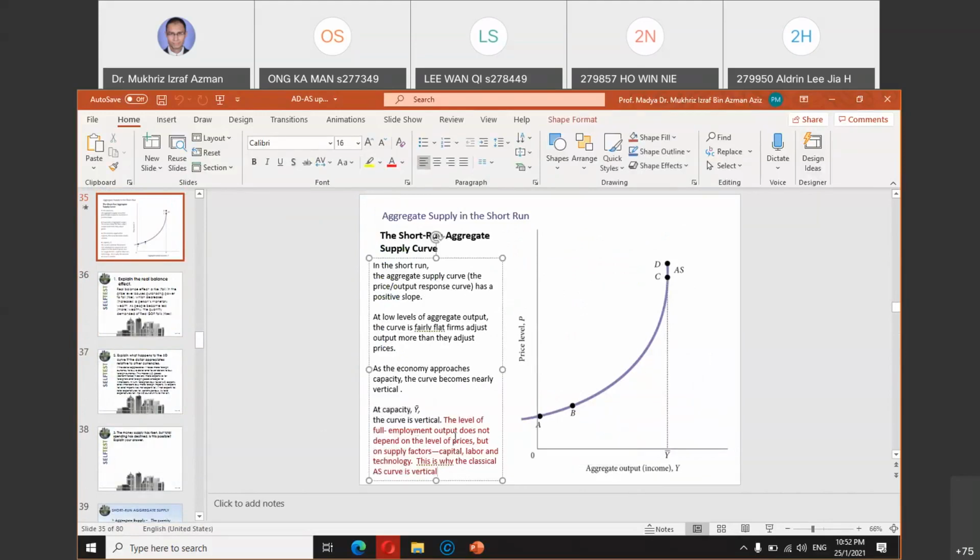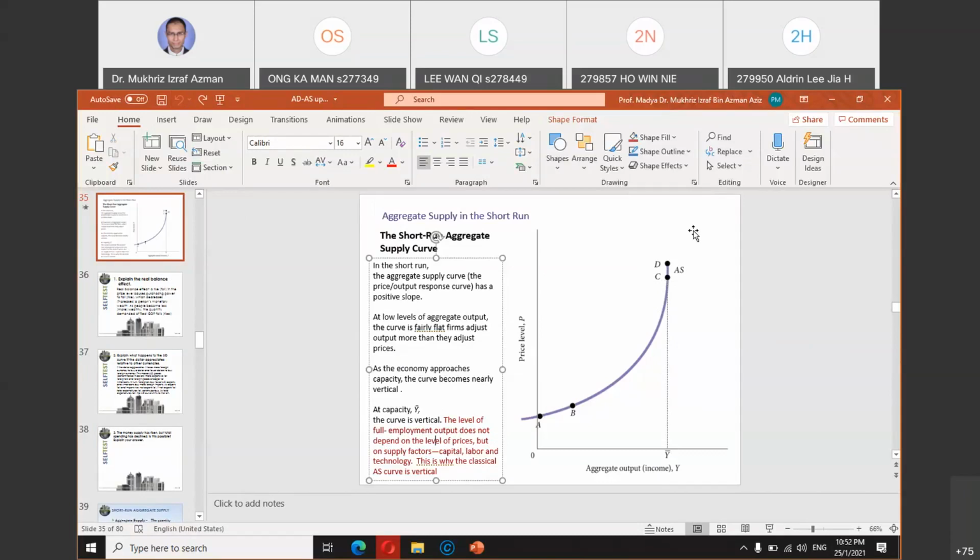Why is it vertical? It is because you have reached full employment, meaning the country has utilized all the resources, so you cannot keep on increasing output. That's why the supply curve is basically vertical in the long run.